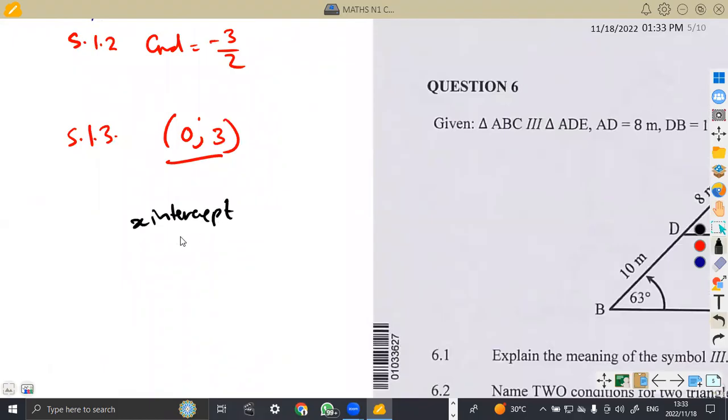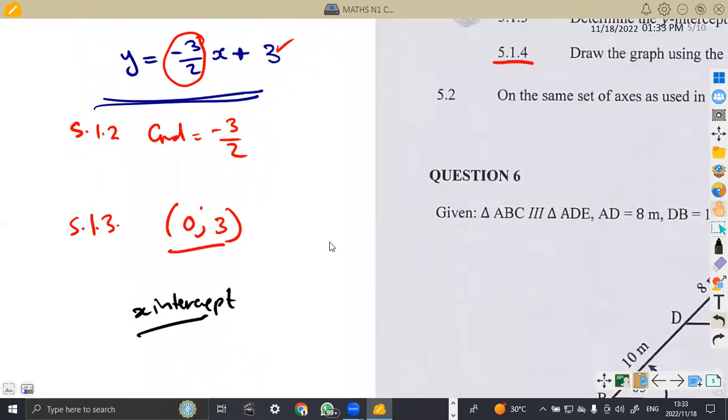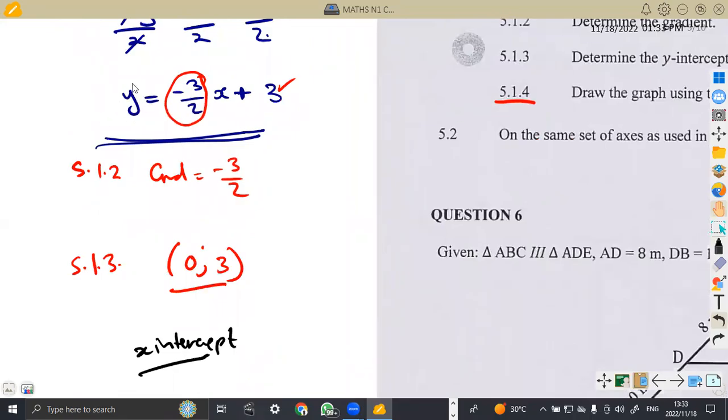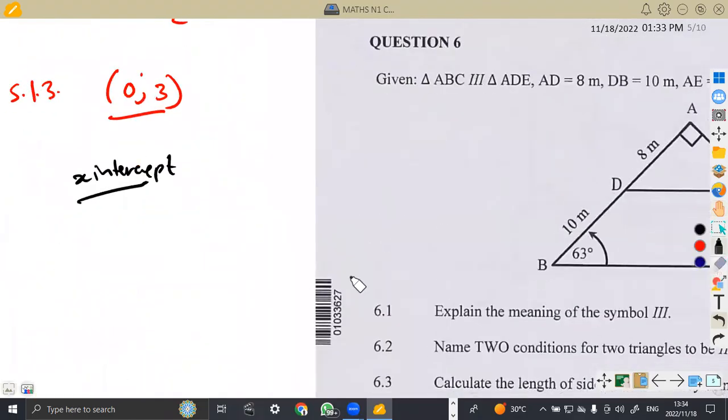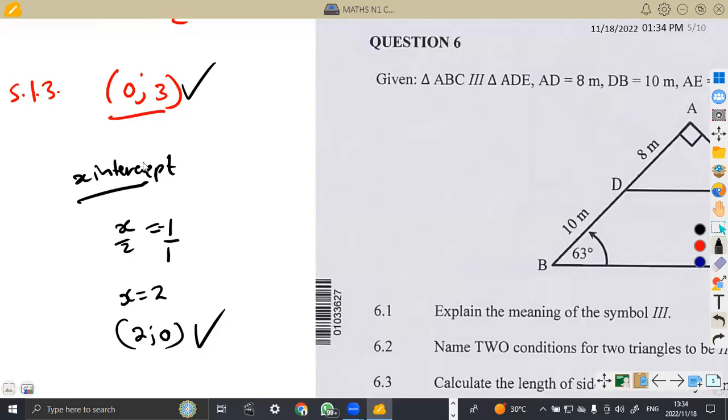The x-intercept, so that we can have our graph. Okay, to have the x-intercept, we know that y is supposed to be equal to 0. Or you can even take it from here. If y is equal to 0, we've got x over 2, which is equal to 1. By cross multiplying, x is equal to 2. So which means we've got (2, 0). Okay, so these 2 points are enough for us to have a straight line: the y-intercept, which is (0, 3), and the x-intercept, which is (2, 0). These 2 points are enough for you to have a graph.